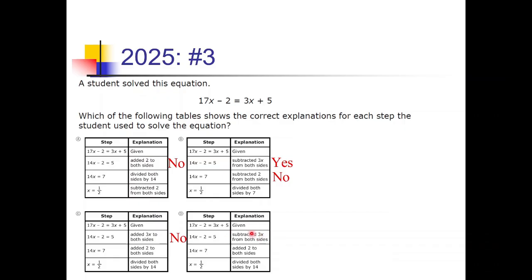So subtracted 3x from both sides. Yup, 17x minus 3x is 14x. Added 2 to both sides. Yes, 5 plus 2 gives us 7, so that's a true one. And then divided both sides by 14. 7 over 14 is 1/2, so also true, so definitely choice D.